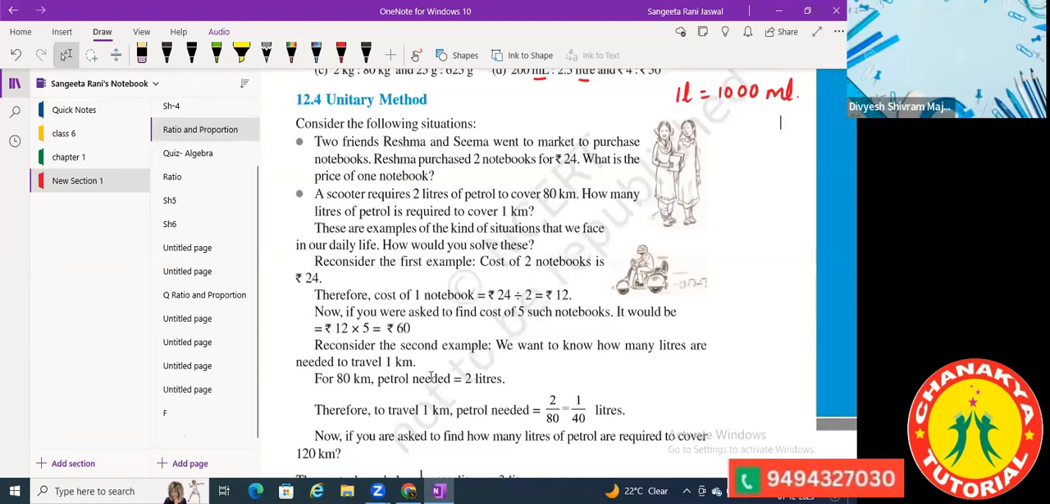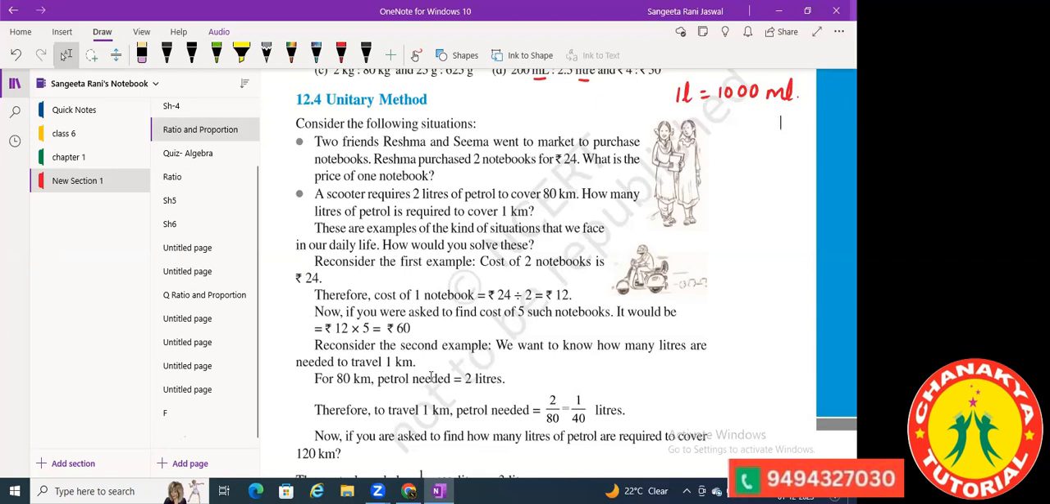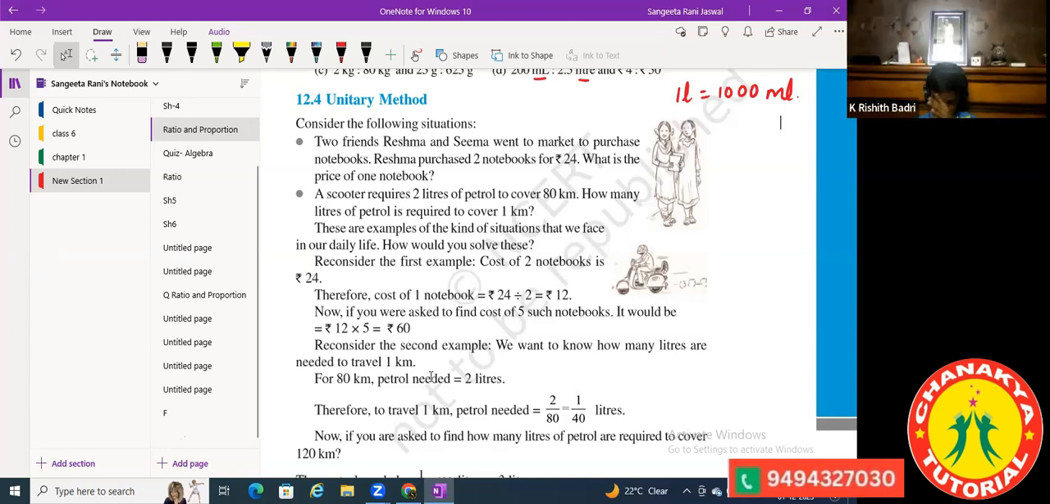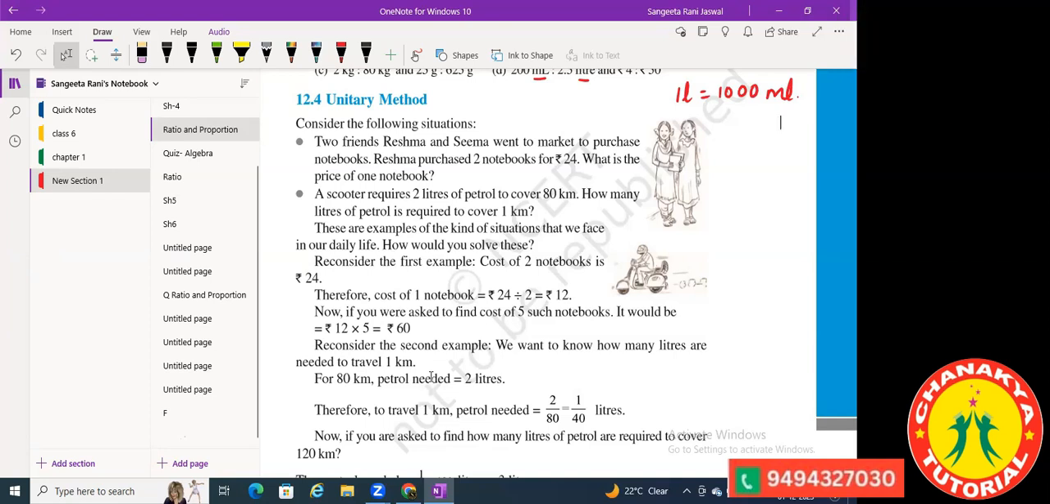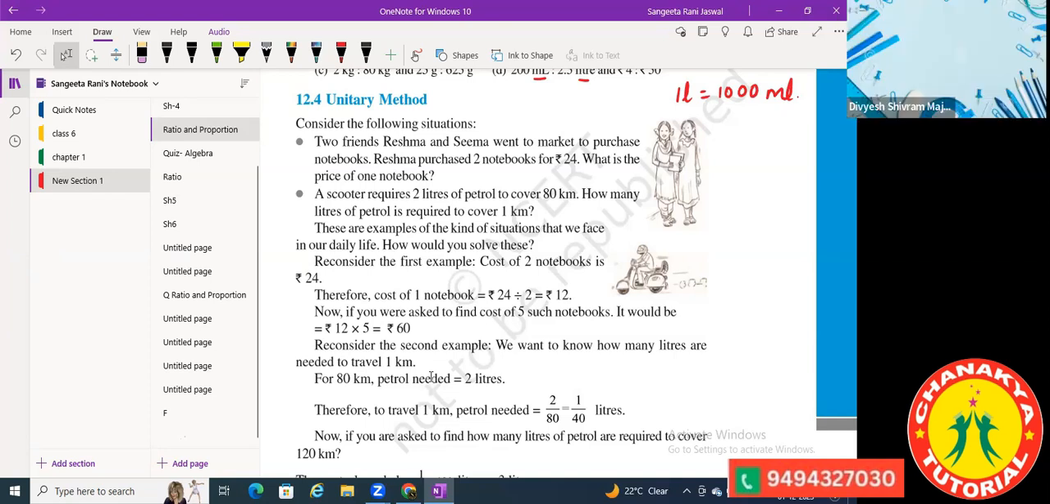Ma'am, we should know the cost of 1 apple, and we need to find the cost of 5 apples by multiplying by 5. Great. So 25 rupees. So in that case, you will find the cost of 1 apple, and then you will find the cost of the required number of apples that you want.